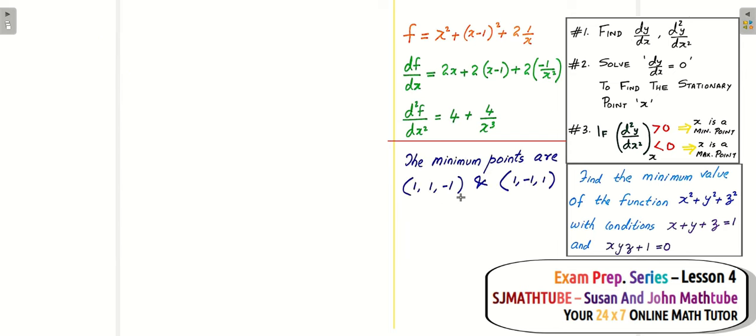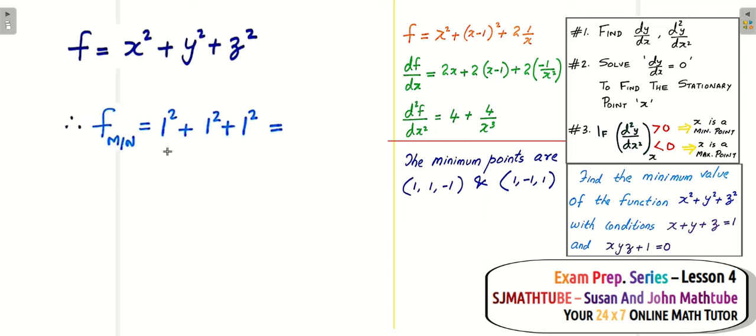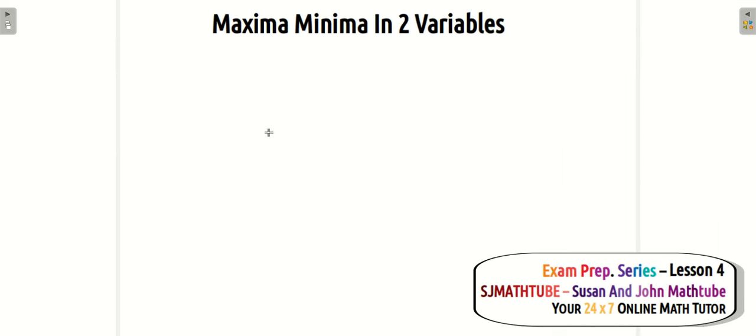But the question is find the minimum value. So let's input all these things in the function. So we get 1 square plus 1 square plus 1 square is equal to 3.